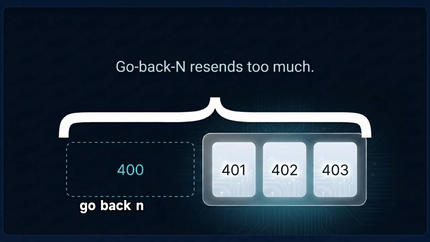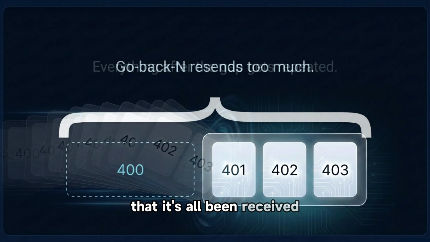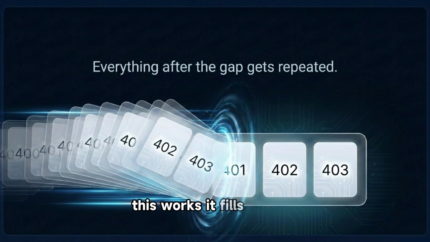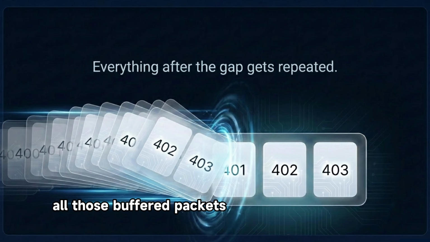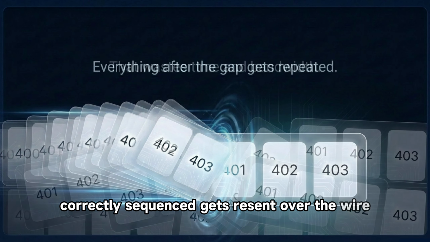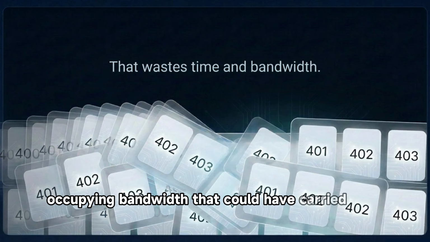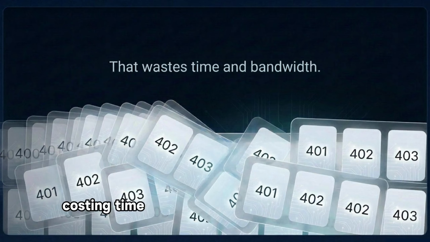Go back N, this is called. Resend 400, 401, 402, continuing until the receiver has confirmed that it's all been received. This works. It fills the gap. But it throws away all the work done after packet 400, everything the receiver has been holding, all those buffered packets, successfully delivered, correctly sequenced, gets resent over the wire, occupying bandwidth that could have carried new data, costing time that the application is sitting idle, waiting through.